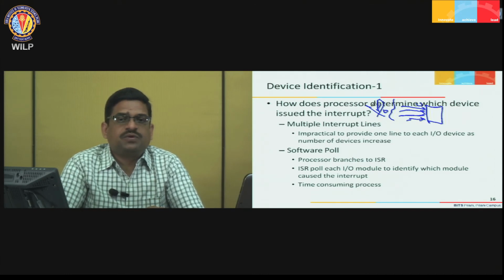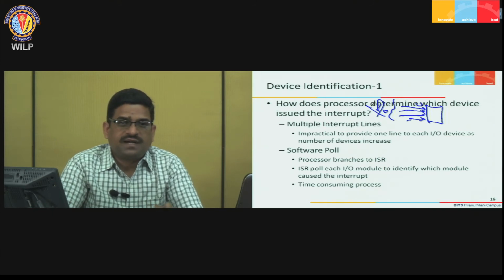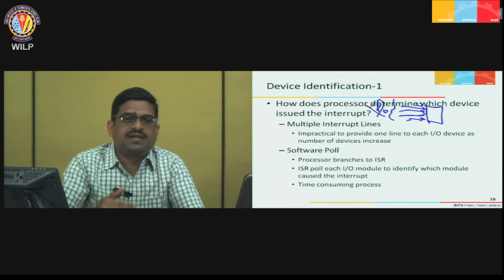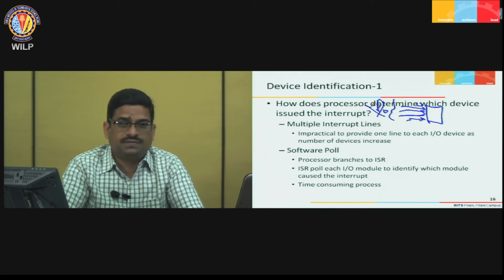This interrupt service routine program has the list of all the devices. From this, the ISR will poll each IO module, because the addresses are there in the ISR program. One by one it will poll the modules to identify which module caused the interrupt. Let us say 20 IO modules are there. For each module it will check one by one. It is a time consuming process.